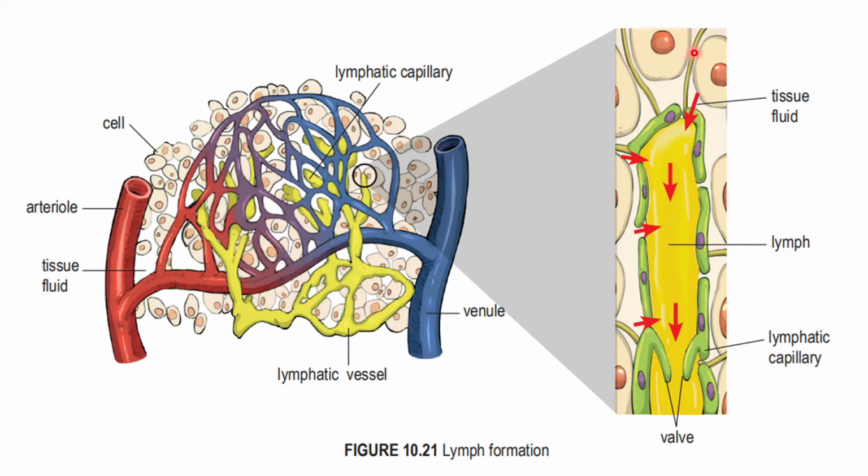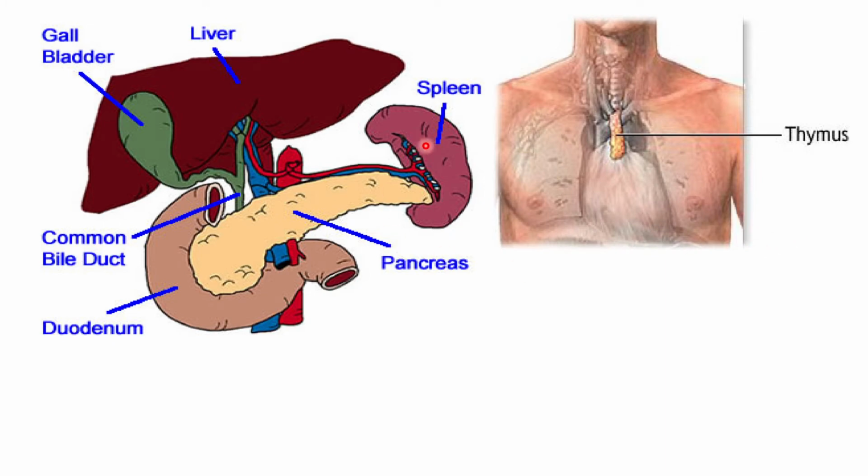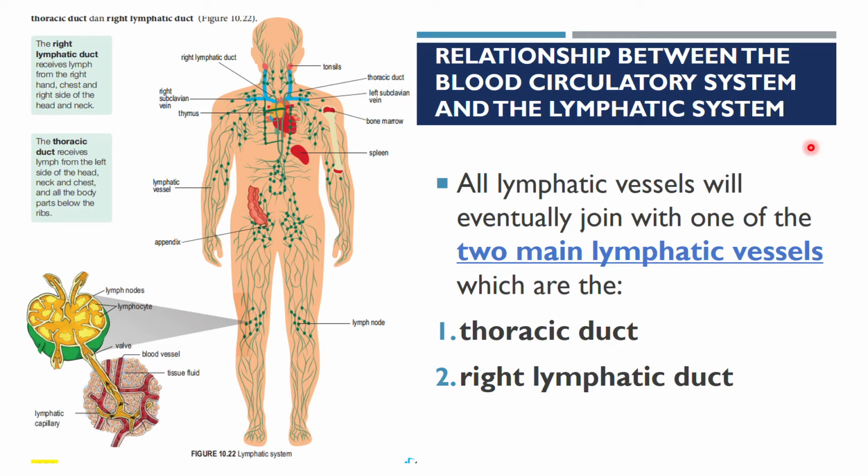Alright, so this is from here, the closed end of the lymphatic capillary, and as you zoom in, there you are, you can see the cells around it. So in between the cells has got this tissue fluid. Once this tissue fluid diffuses into this lymphatic capillary, it is no longer called tissue fluid, but it is known as the lymph. Now the spleen and also the thymus gland are part of the organs that form the lymphatic system.